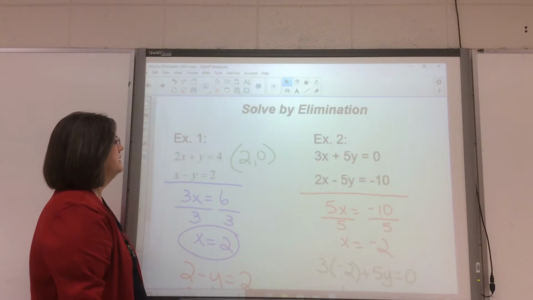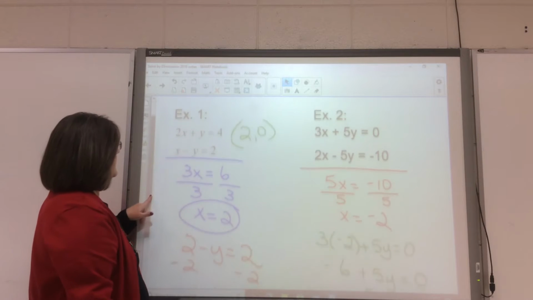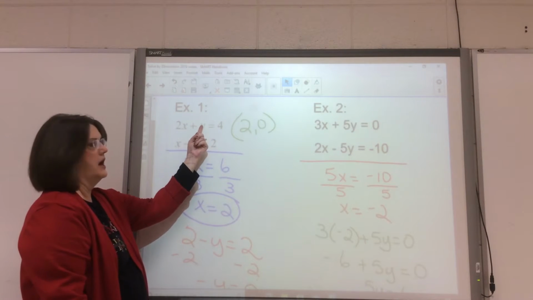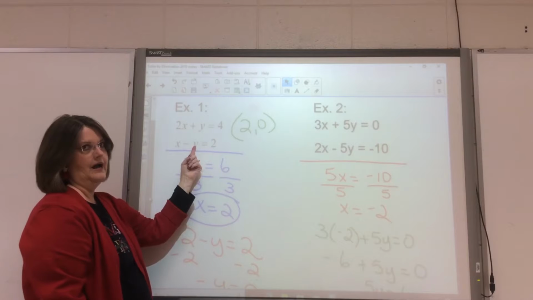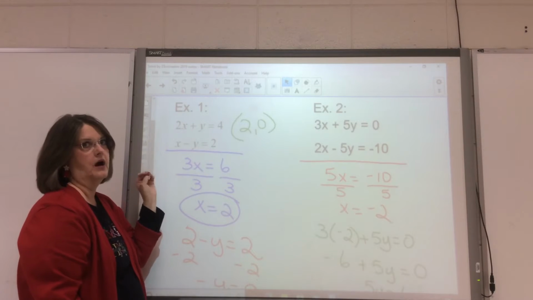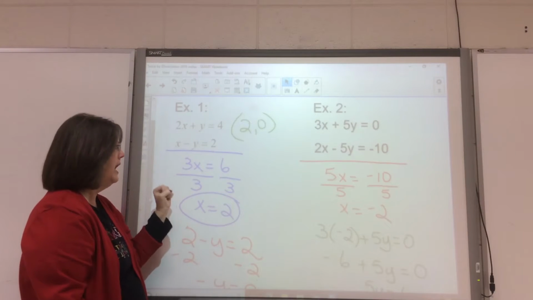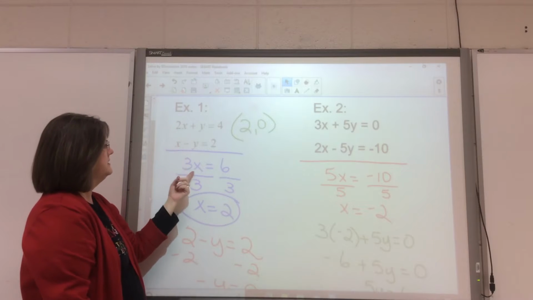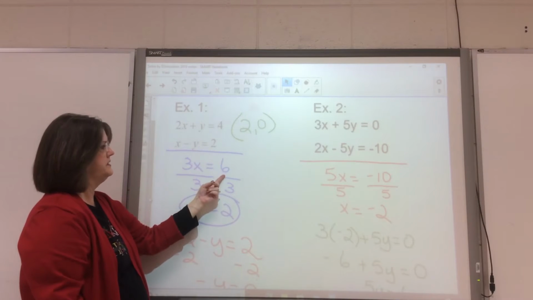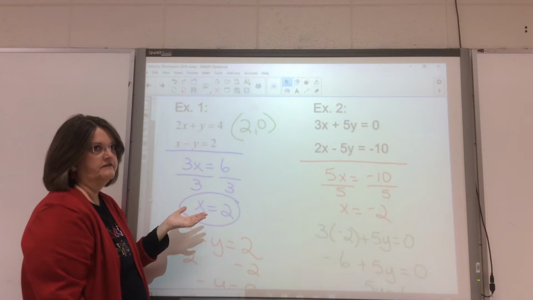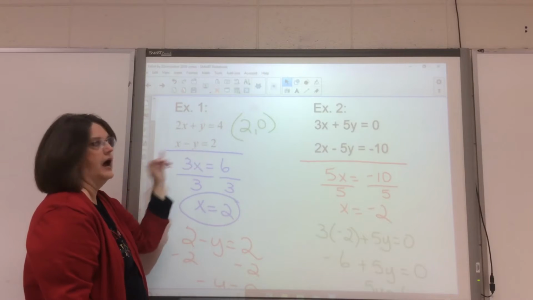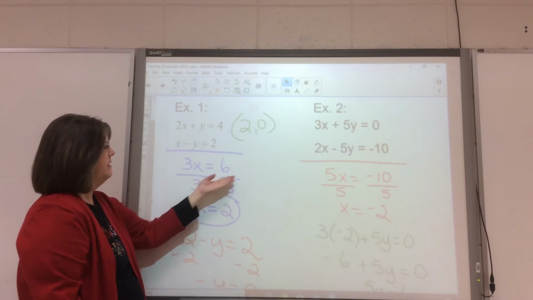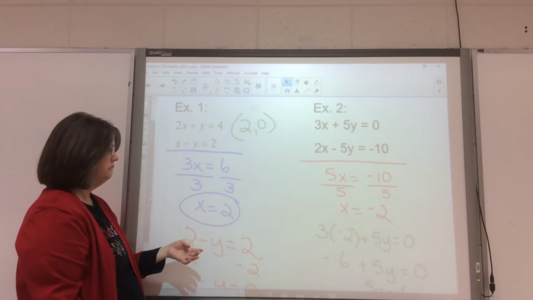Okay, here we go. Notice that in this first equation, the positive y and the negative y are going to cancel out when I add. Positive y, negative y is 0y. So 2x plus x is 3x. 4 plus 2 is 6. There's only one variable left over because one of the variables got eliminated. So now I divide by 3 and x is 2.